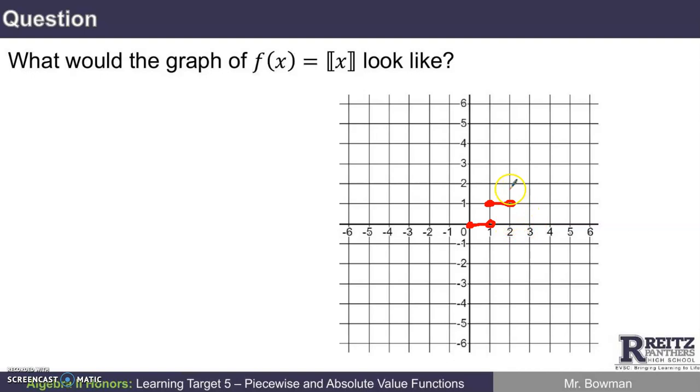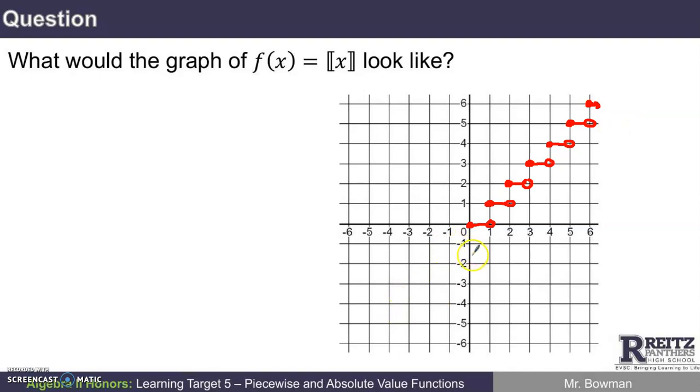Between 2 and 3, what's my output value going to be? 2, that's right. Fill it in here. Leave it open there. From 3 to 4, I'm going to get 3. Do you see the pattern here? And I can keep going. Between 4 and 5, I'll get 4 as my output value. Between 5 and 6, I'll get 5. I've got a little part of the graph here beyond 6. I guess I'll draw it there.